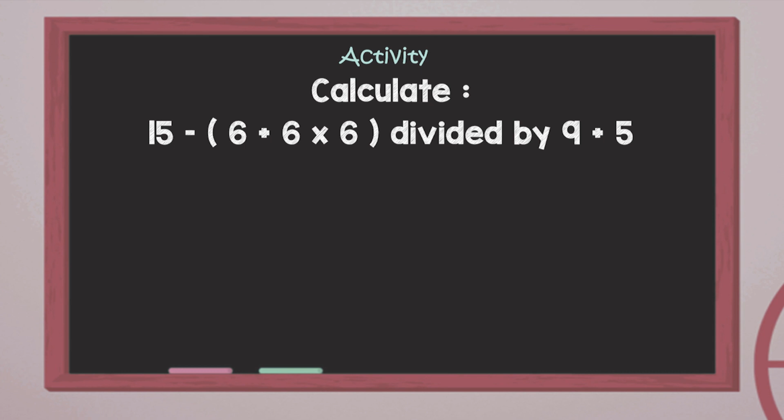The first one, calculate 15 minus, open brackets, 6 plus 6 multiplied by 6, close brackets, divided by 9 plus 5. Take a minute to get that done, boys and girls.